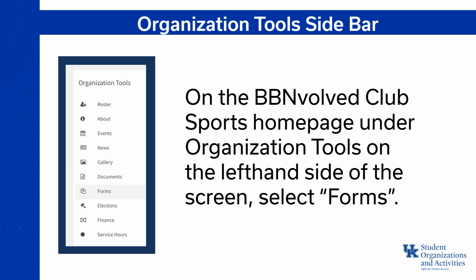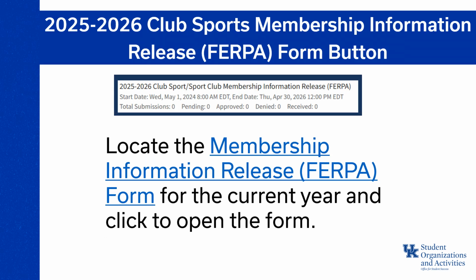Now we'll look at how to find the form. On the BB Involved Club Sports homepage, under Organization Tools on the left-hand side of the screen, select Forms. Once you have selected Forms, again, you will see a long list of forms on your screen. Locate the Membership Information Release FERPA form for the current year, 2024-2025, and click to open the form.